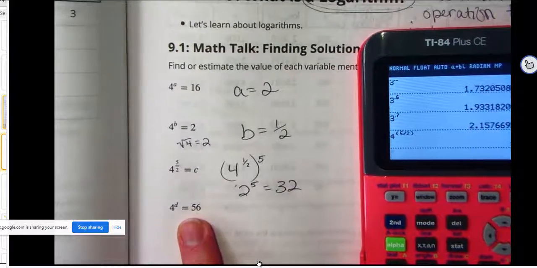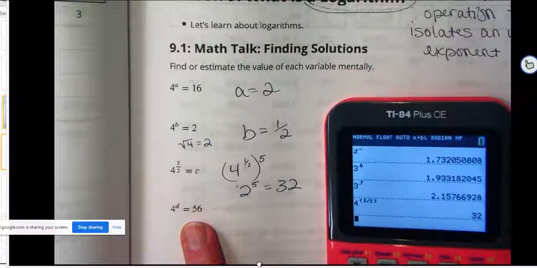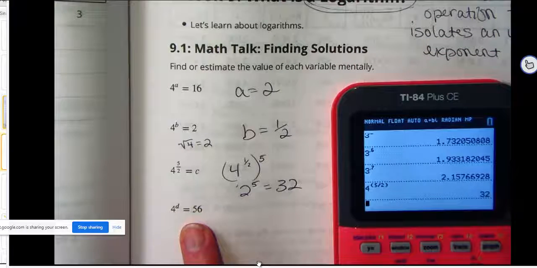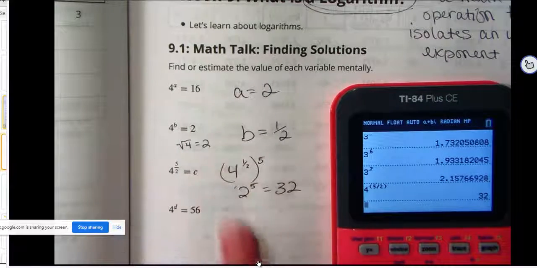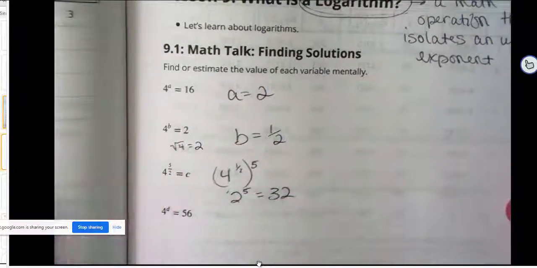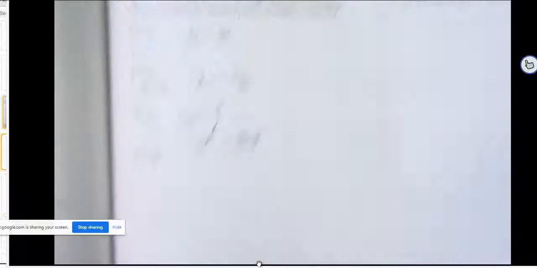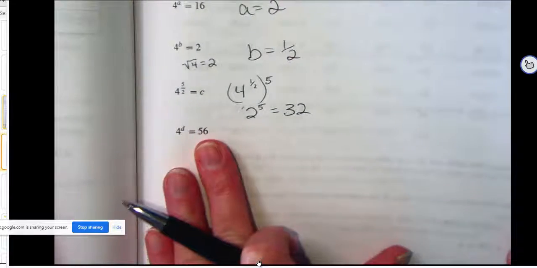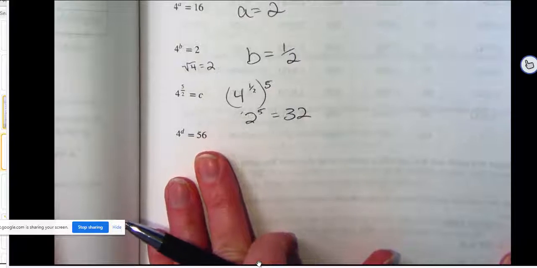And so 4 to the something power equals 56. So we could kind of sit here and guess and check of what that might be, or we could maybe take some of our known ones. But a logarithm is going to help us isolate that exponent all by itself. You ready to see how it's going to do this?